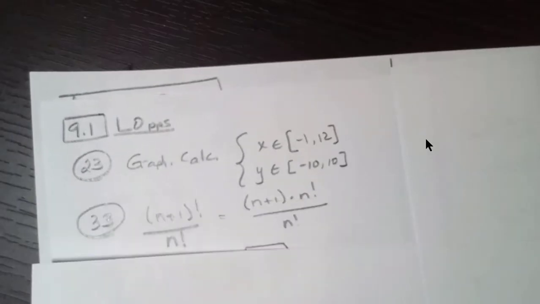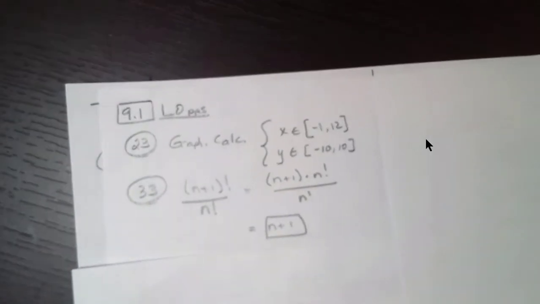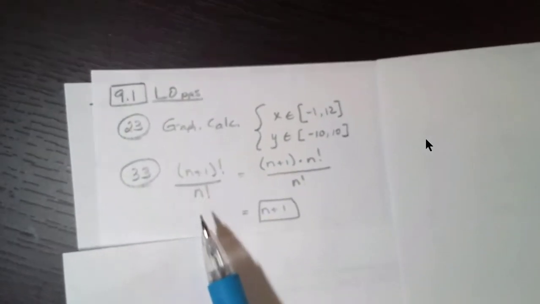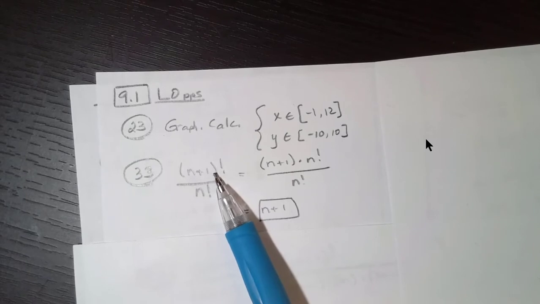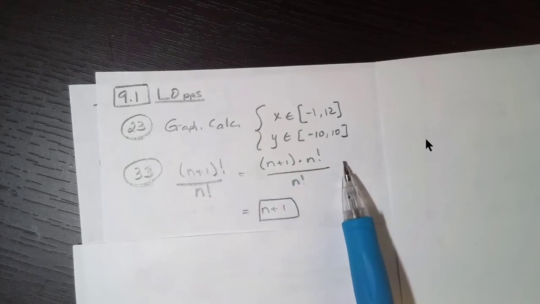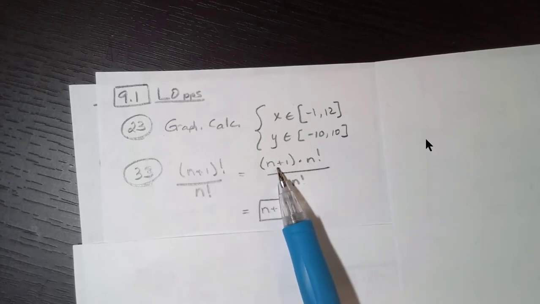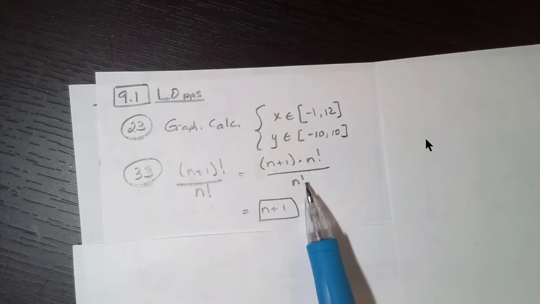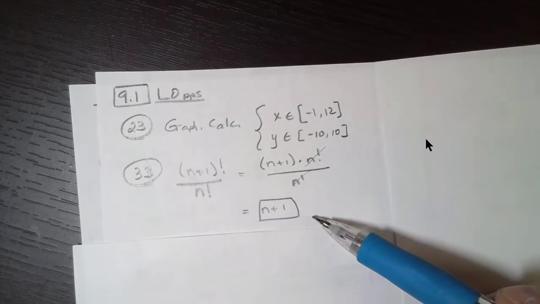Number 33. We want to know what this sequence looks like, so we've got to get skilled in simplifying our factorial functions. So n plus 1 factorial is n plus 1 times n times n minus 1, and so forth. So we could actually just simplify this as n plus 1 times n factorial over n factorial. These cancel, leaving n plus 1.